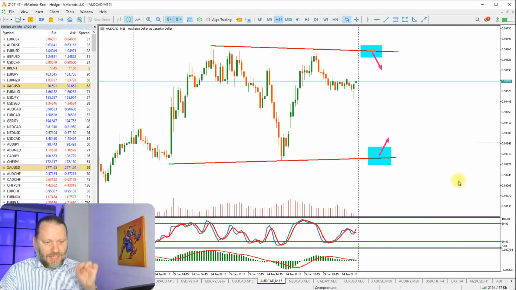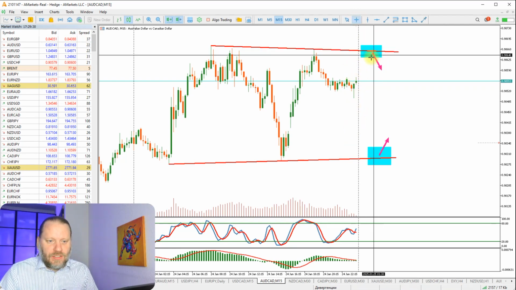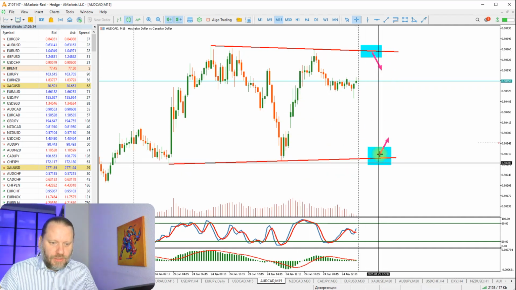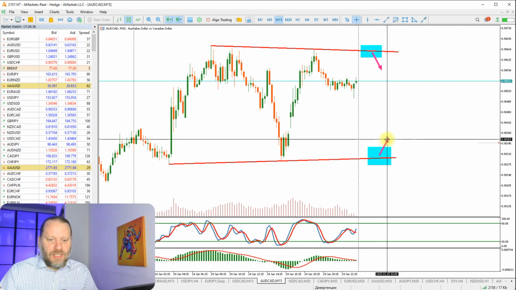Let's look at other currency pairs that you can also make money with the Canadian dollar this week. And here's the Australian dollar, Canadian dollar. It has two support and resistance lines. So once the price reaches the resistance line, here we sell and make money on the downside. Once the price reaches the support line, from here we buy and make money on the rise.